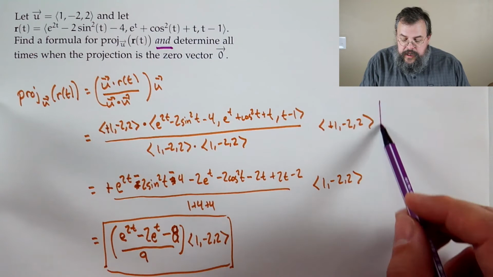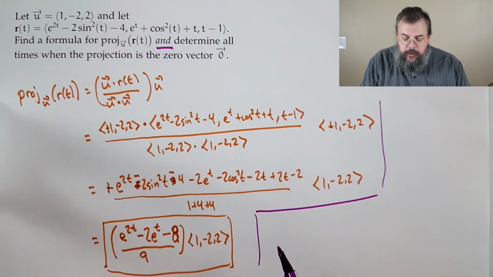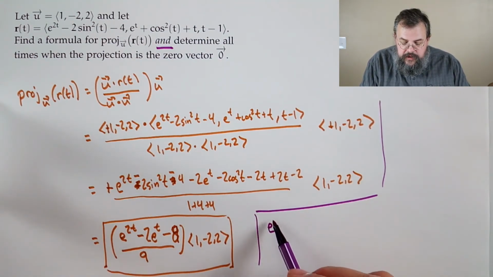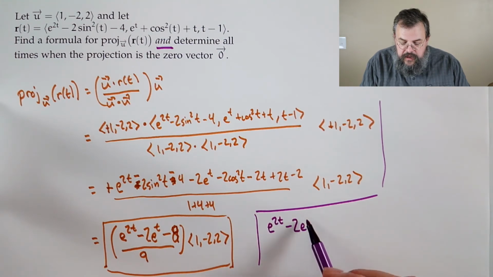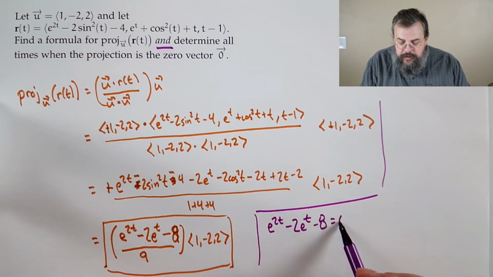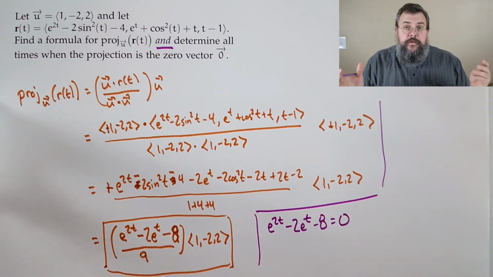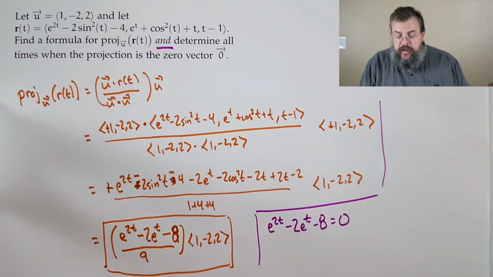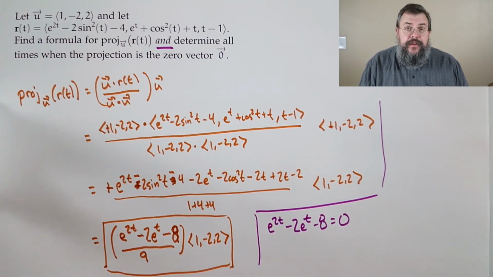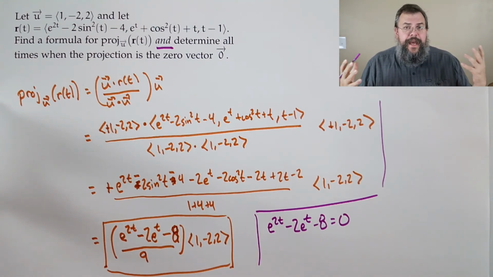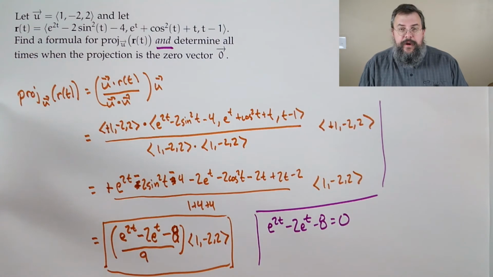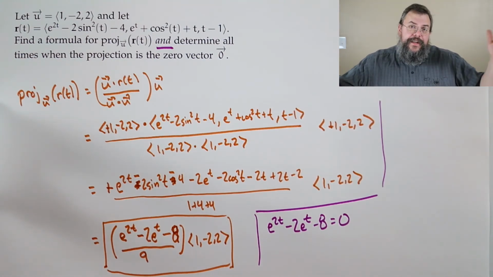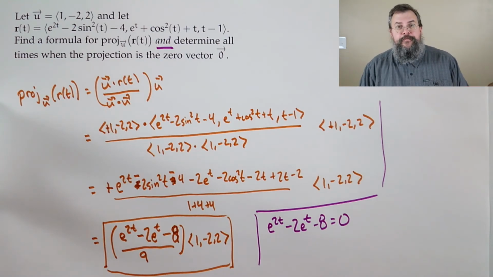So what we need to do is say, well, what can we say about when e to the 2t minus 2e to the t minus 8 equals 0? Can we figure that out? Now, that looks kind of not easy at first glance, because it's like, oh, this is an exponential function. How do we handle exponential functions? Especially when you start seeing things with lots of addition and subtraction. If things are just being multiplied, it's like, hey, let's try some logs, but that's not happening here.